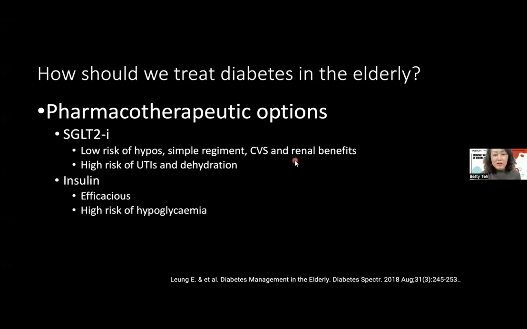Sure, no problem. So I was talking about SGLT2. It's a good drug, very low risk of hypos, simple daily use, and you have cardio and renal benefit. However, in the elderly, you need to be very cautious because of urinary tract infections and genital infections. Also, when they pee a lot, they may get dehydrated, so they get electrolyte imbalance, etc. And one thing that we always forget is if elderlies have BPH or urinary incontinence.